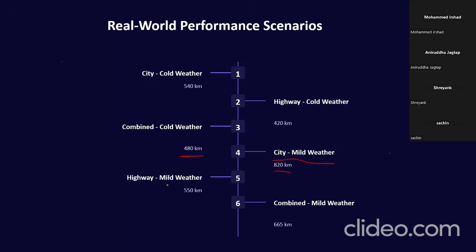And in mild weather condition, in city, you can expect around 820 kilometers of range. On the highway with the same mild weather condition, you can expect 550 kilometers of range. And combining both city and highway in the same mild weather condition, you can expect around 665 kilometers of range. So from here, you can understand that based on the road condition and the weather condition, the range changes.